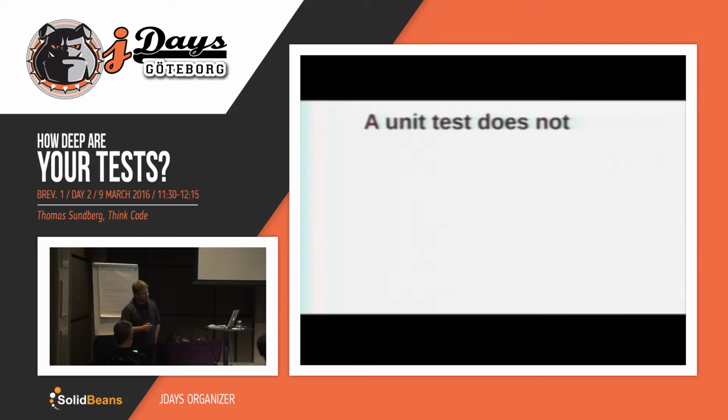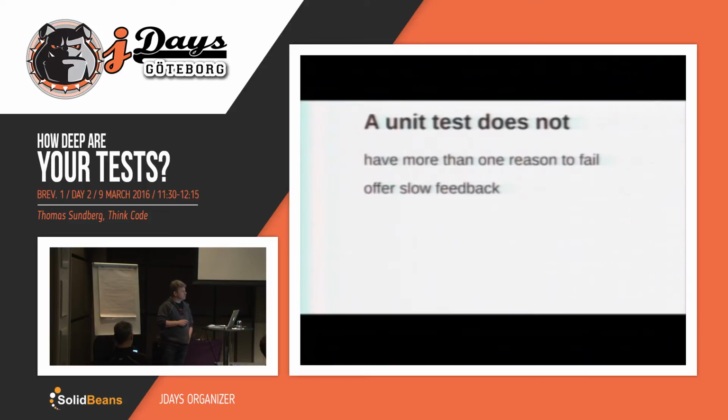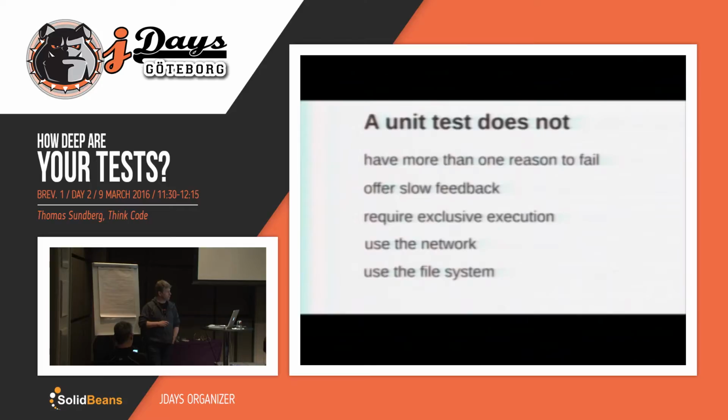At the same time, let's look at some stuff that Michael Feathers has defined regarding a unit test. Again, one reason to fail, does not offer slow feedback, does not require exclusive execution, parallel, does not use the network, does not use the file system, does not talk to the database. So this is, again, repeating what properties are interesting and what the unit test does not do. If it does anything of this, it's not a unit test. Definitely not a unit test if we ask Michael, and well, we should do that more than we do. He's a clever guy.